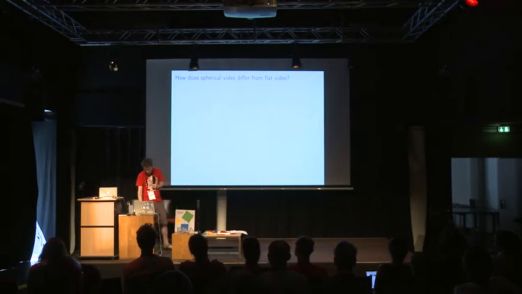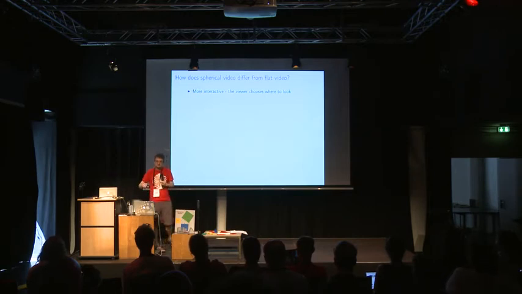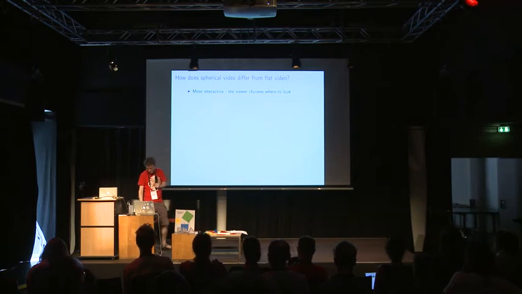What are the differences? One of the really obvious differences is that it's interactive. The viewer gets to choose where to look. I should mention, you don't need a fancy special viewer to do this. The YouTube app on your phone, you can just tilt your phone around, and using the gyroscope on the phone, you can look around a scene in a spherical video. And spherical video is already supported by YouTube. So there's already people uploading it, and everybody who has the YouTube app on their phone can just look at it.